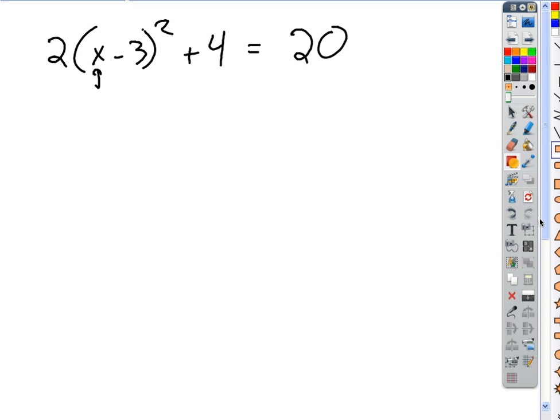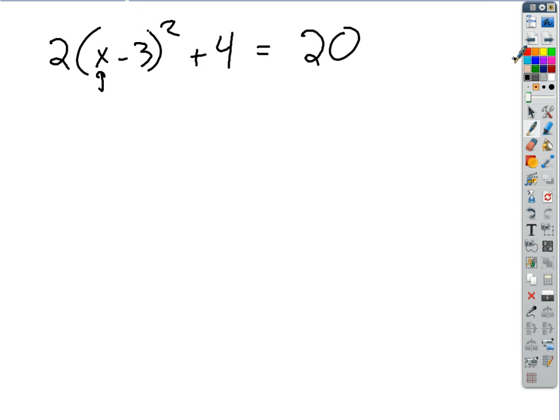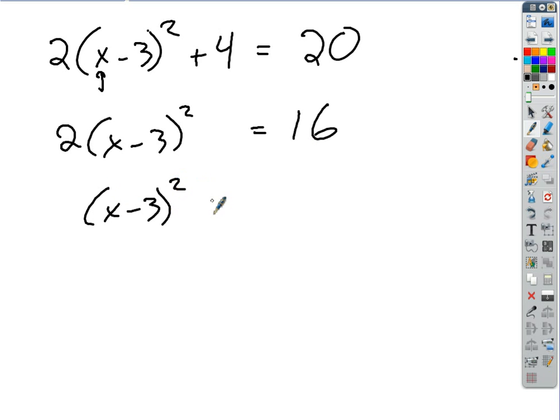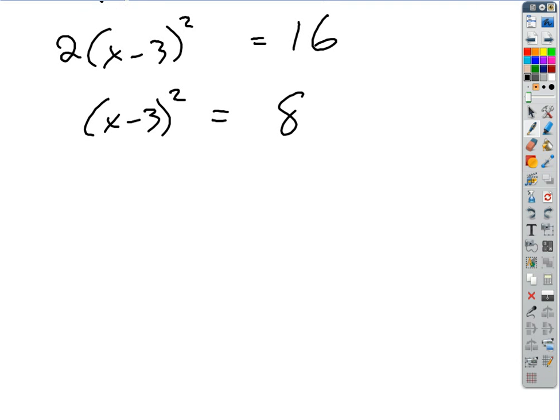What are the steps we went through when we did that? If we subtract 4, I get 2 times the quantity x minus 3 squared equals 16. Divide by 2. x minus 3 squared equals 8. And then here's the part where we've got to do a little extension, because we haven't been able to do this yet for the bigger polynomials. We haven't been taking cube roots and fourth roots and things like that. But we can. There's no reason that we can't do that stuff.